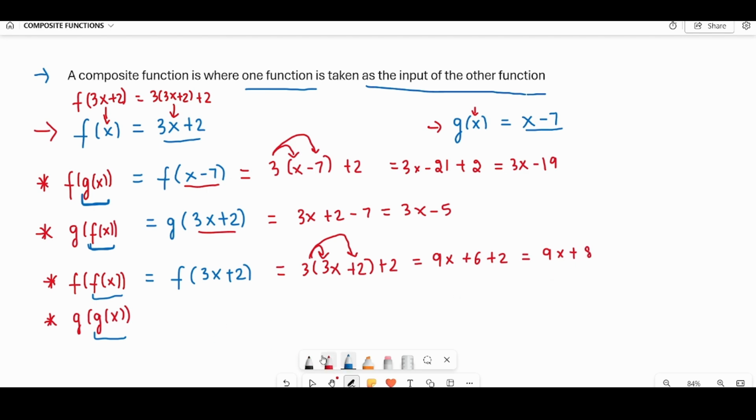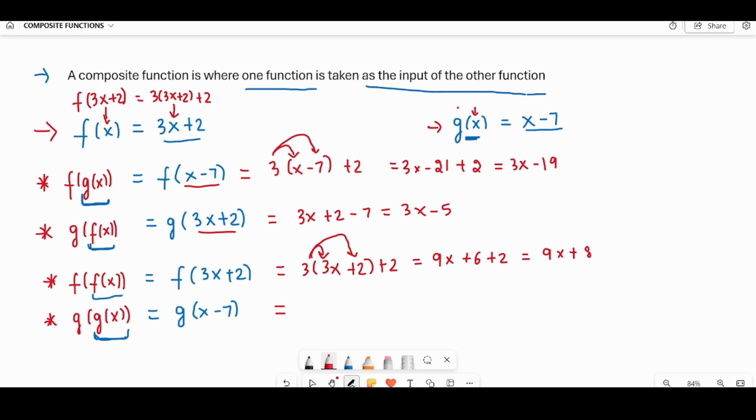Let's do the last one now. Here we have the composite function g of g of x. So that would be equal to g of, what is the value of the function g of x? That is written inside the parenthesis here. So that is x minus 7. So now how to find the value of g of x minus 7? I think you should be clear by now.